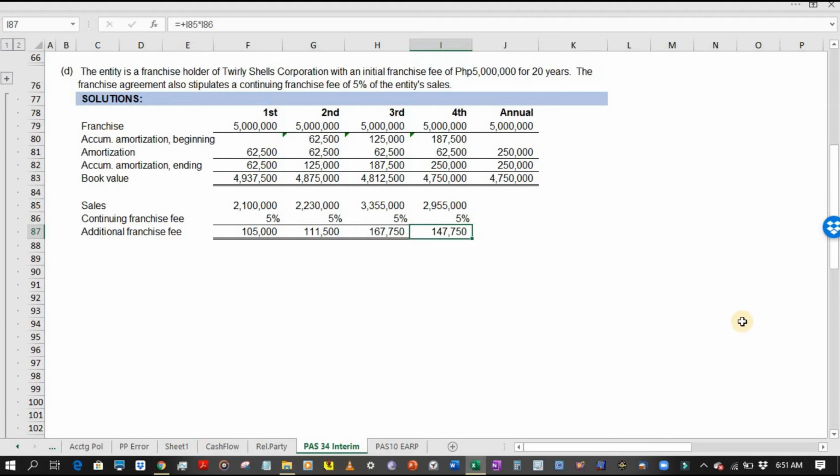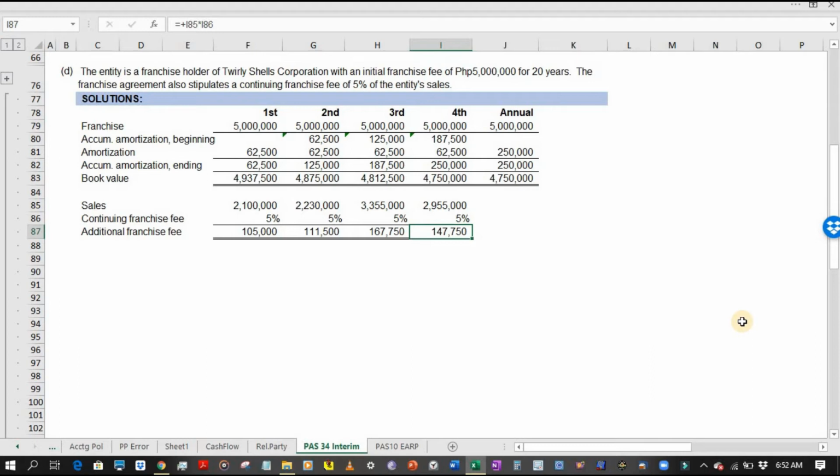So this will be the amount recognized regardless of the timing of payment of these amounts, because our basis of recognition of expense in the income statement is the accrual basis, where we recognize expense when it is incurred. And the continuing franchise fee is considered as incurred if we already generated the sales, which is the cost. So the quarter the sales has been generated is the quarter that the continuing franchise fee must be recognized because it is deemed incurred in those quarters.